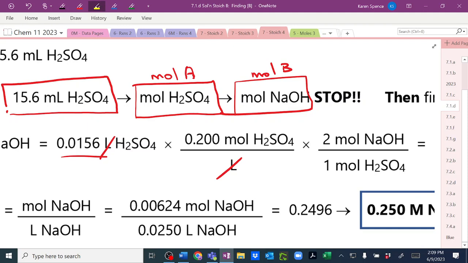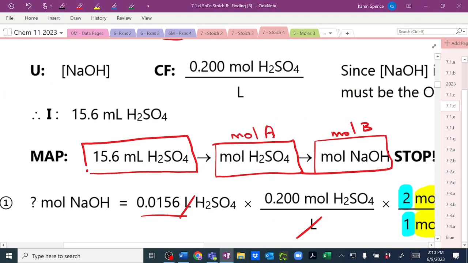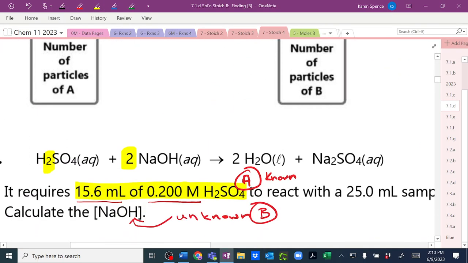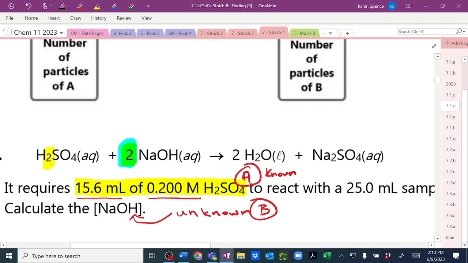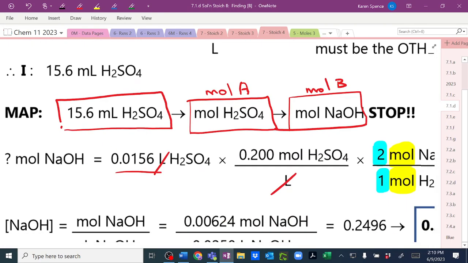When we have moles of NaOH and moles of H2SO4, where do those numbers come from? From the coefficients. So we have a 2-to-1 ratio. There are 2 NaOHs for every 1 H2SO4.